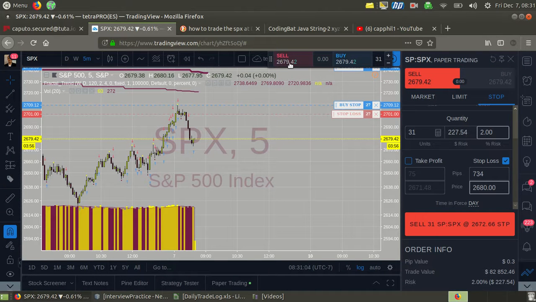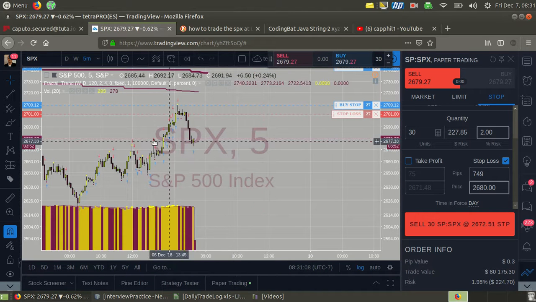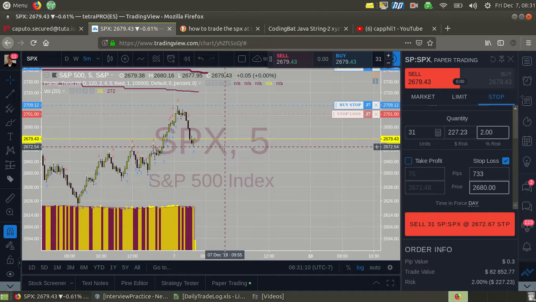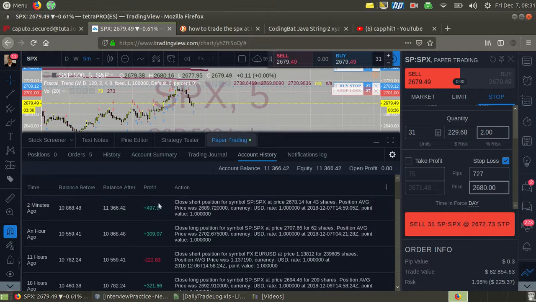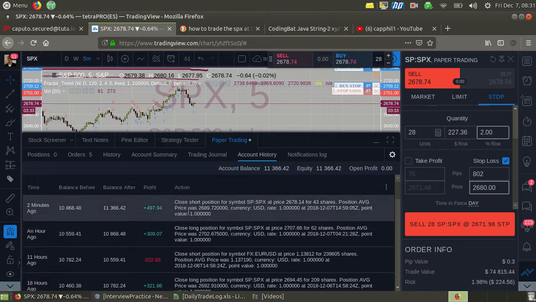I'm Philip. I'm trading the S&P 500 here with the SPX index. We had two successful trades this morning. It's market open. It's already 8:30. I'm in Arizona, so it's 10:30 Eastern Standard Time. We've had two trades this morning. Right now, positive 309 and positive 497. We had one long and one short.